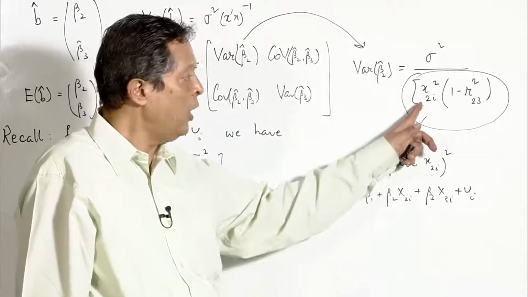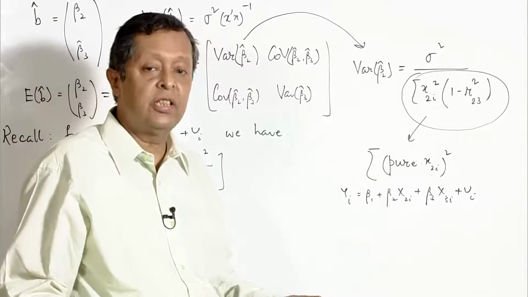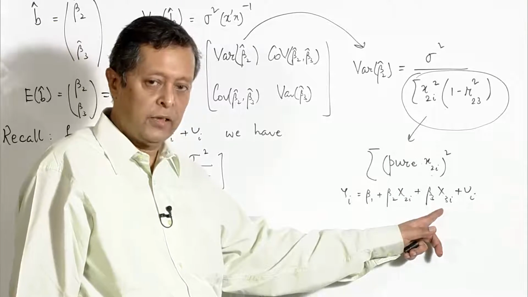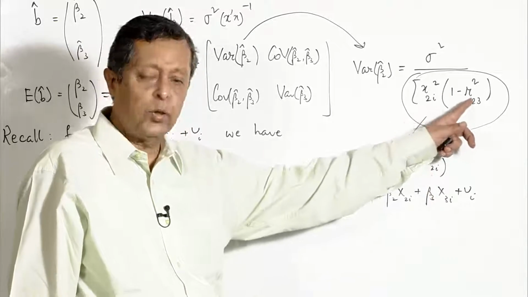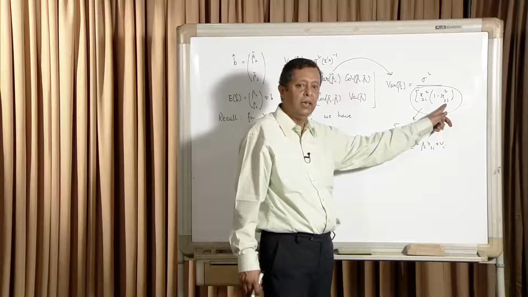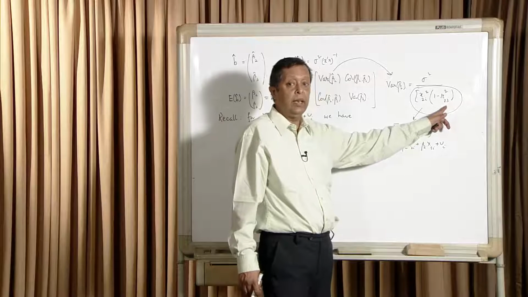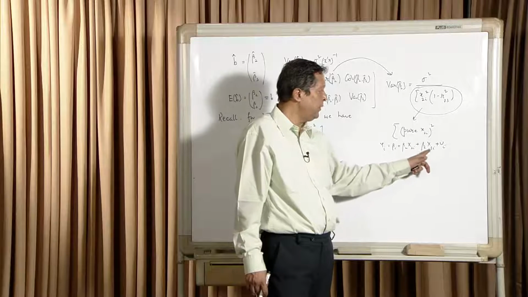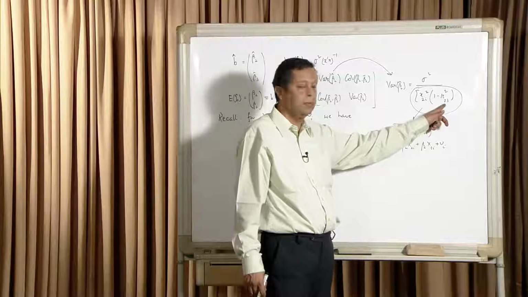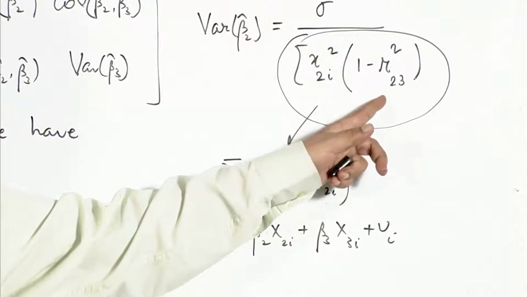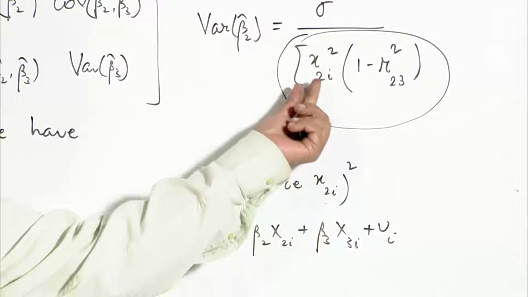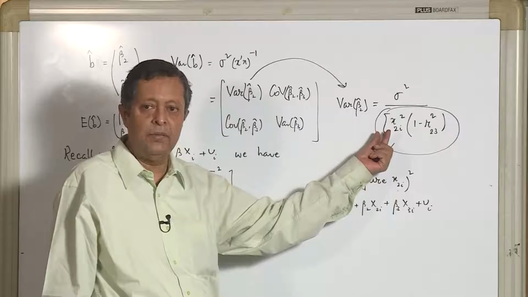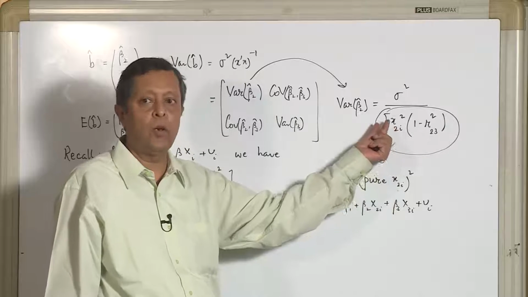So, it is small x2i square, cleansed and purified of the effect of x3i. The association between x2 and x3 is given by the correlation between x2 and x3. So, 1 minus the square of that correlation means we have purged or cleansed x2 of the effects of x3. That means we have removed the effect of x3 from x2.